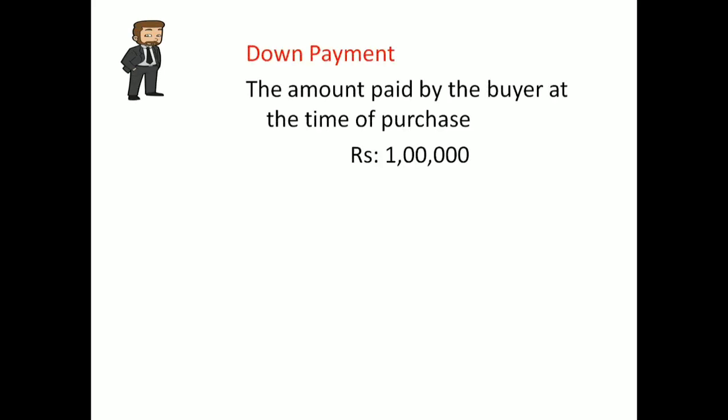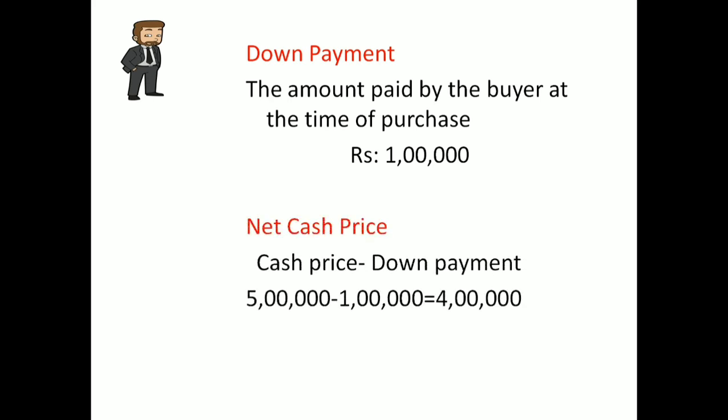And the down payment is the amount actually paid by the buyer at the time of purchase, that is rupees 1 lakh. Out of 5 lakh rupees, 1 lakh is paid, and the balance 4 lakh rupees is taken from the bank. And the net cash price is the difference between the cash price and the down payment. So these are the different terms in this purchase process.